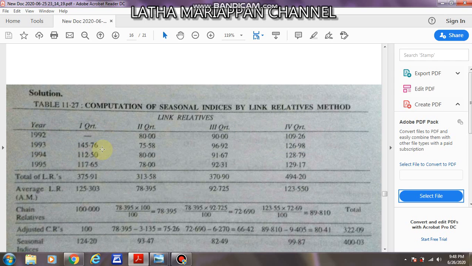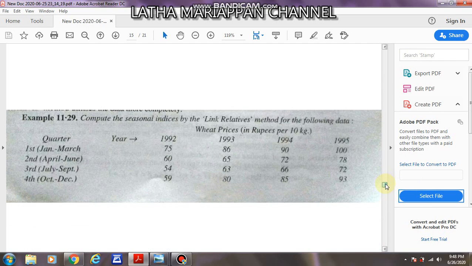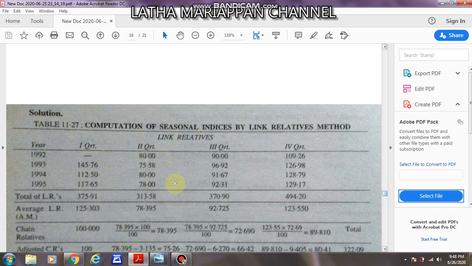See 1993. I'll show you the table. In 1993, the January value is 86, isn't it? For this the previous quarter is 59. So 86 divided by 59 into 100, we will get 145.76. Is it clear? Like that you have to find out for all the other quarters. Then you have to add. This is the total of link relatives. If you add, you will get this row.